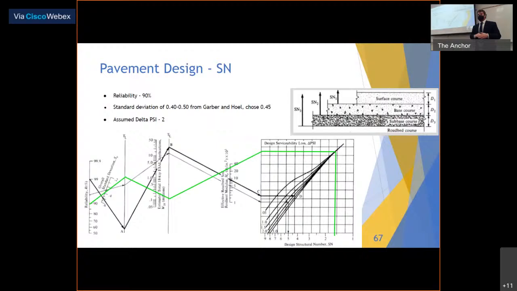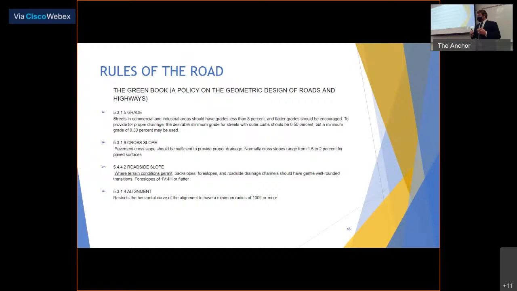And to officially design our road, we needed to follow A Policy on Geometric Design of Highways and Streets, formerly known to transportation engineers as the Green Book. And we needed to follow the grading, the cross slope, the roadside slope, and the alignment. And this is our final design for phase one. Phase one is nearest Highway 87.